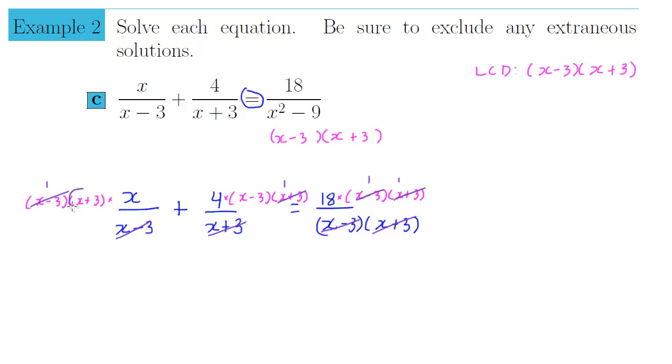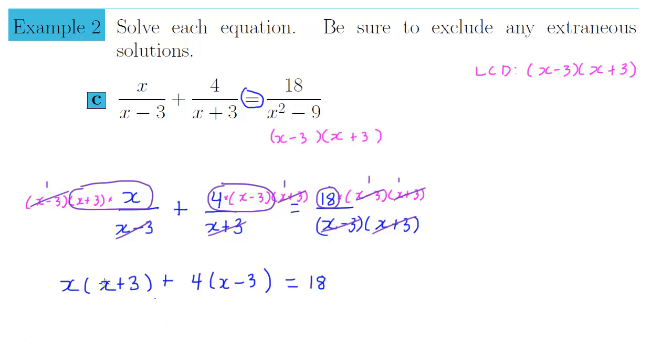Here we have x plus 3 times x left over. Here we have 4 times x minus 3. And then finally we have 18. So let me write our new equation out. At this point, all of our denominators are gone, right? We reduced them away by multiplying everything by the LCD. Okay? But we actually don't have a linear equation here.